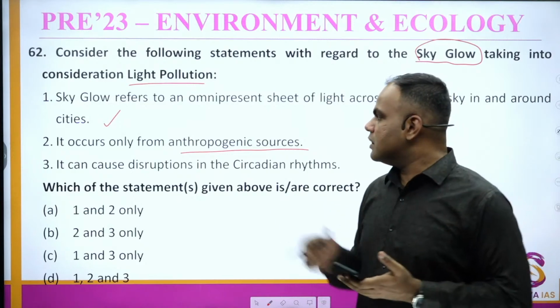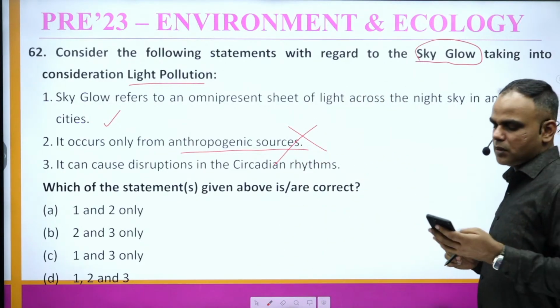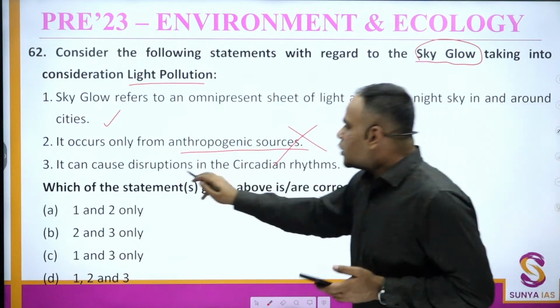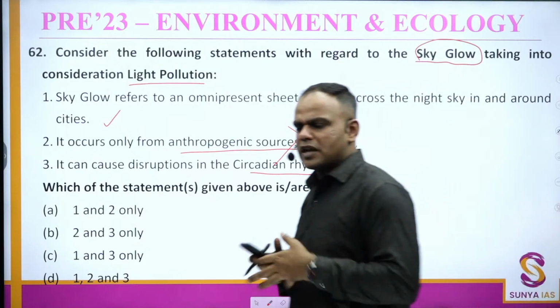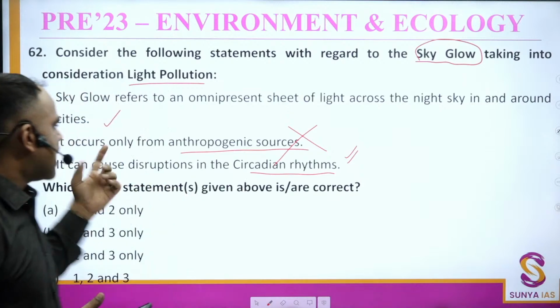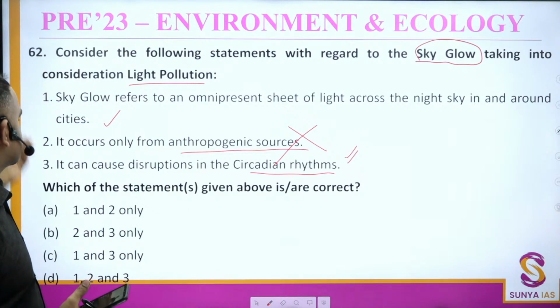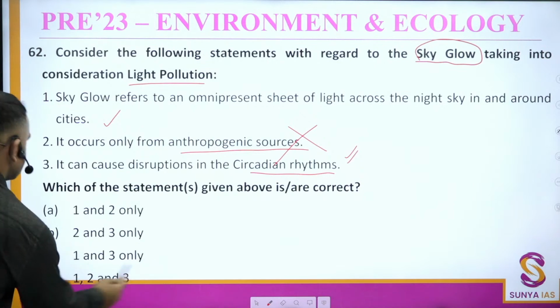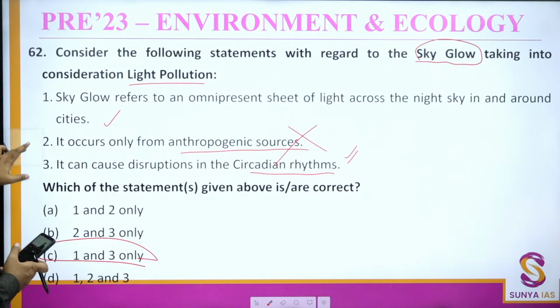Okay, so even these are also there, so not just from anthropogenic sources. It can cause disruption in circadian rhythm. This is true. Circadian rhythm is basically how, when you get up, the hormones and these different cycles are regulated. That is known as the circadian rhythm. So it's asking you which of the following is correct. Here the answer is C. 1 and 3 is correct. Reflective light glow.